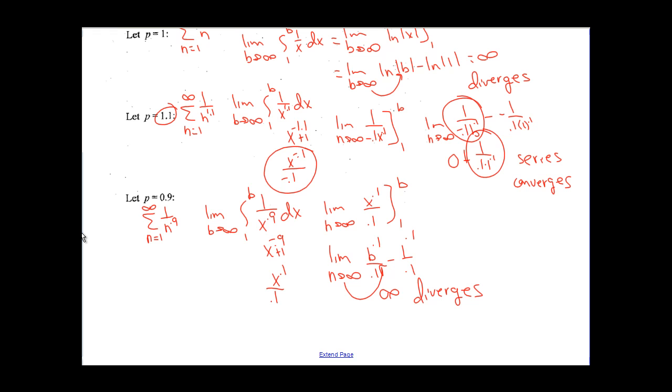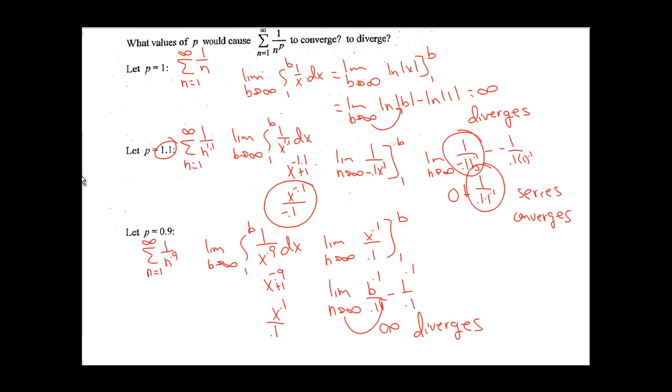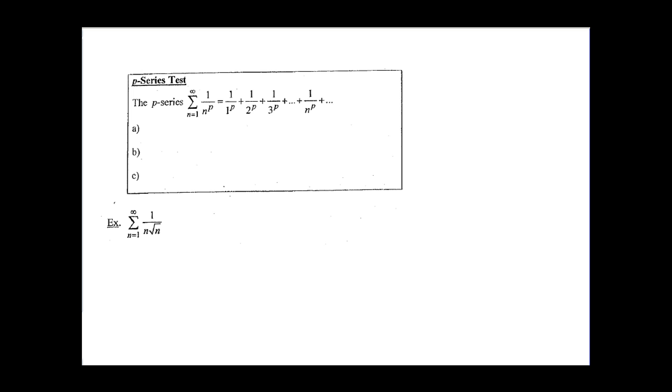So when we use the p-series test, we're going to compare the power to 1. If it's equal to 1, it's going to diverge. If the p is less than 1, it'll also diverge. The only time the p-series will converge is if the p is greater than 1. So we'll sum that up here with the p-series test. If p is equal to 1, the series diverges. If p is less than 1, the series diverges. If p is greater than 1, the series converges.